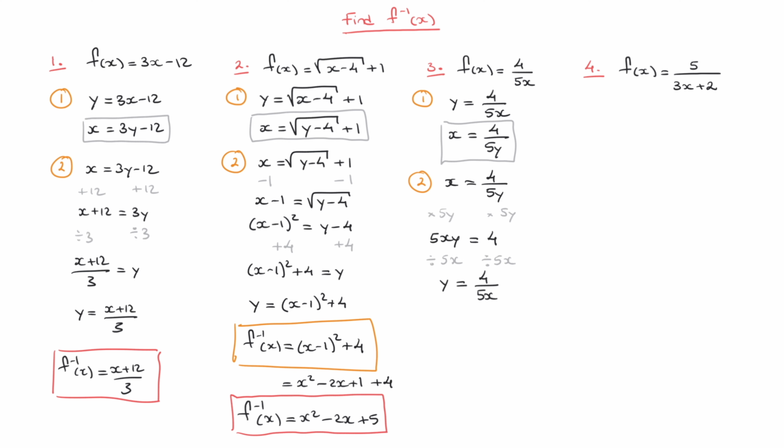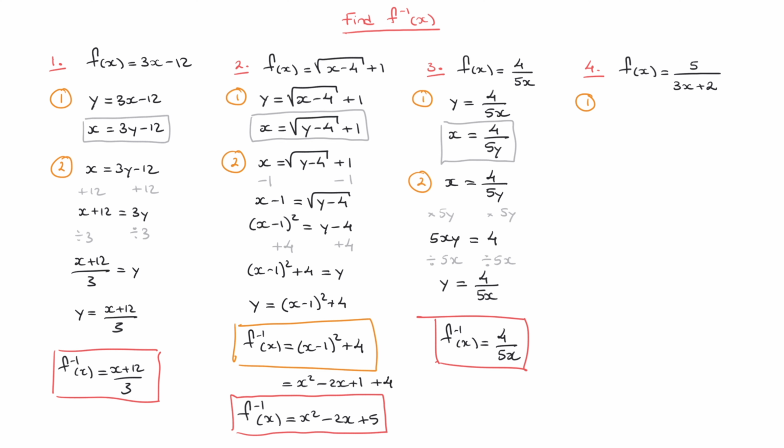And we're done. We can now define this function's inverse function as inverse f of x equals 4 over 5x. And that's the answer. We move on to the fourth and final example for this video, in which f of x equals 5 over 3x plus 2. Well, by now it should come as no surprise we follow the same two steps.